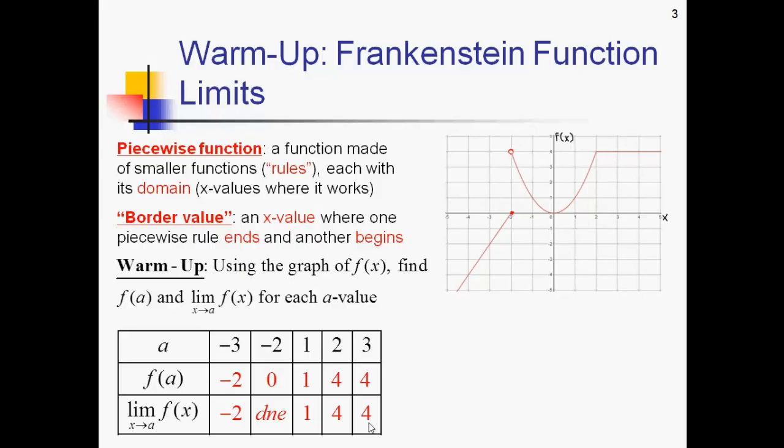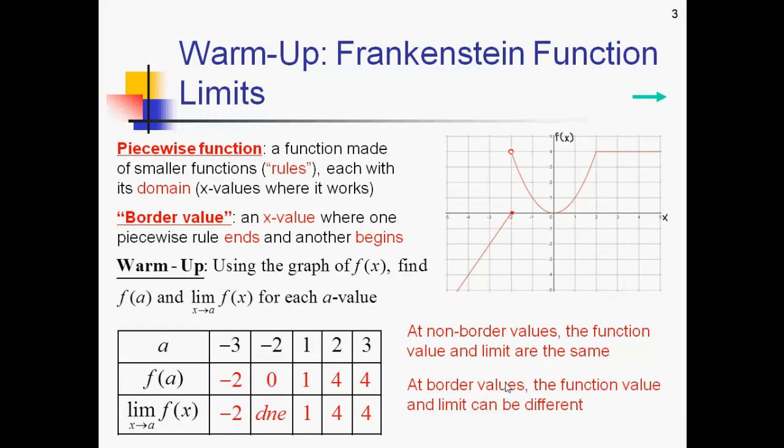So just looking at this table, let's see if we could strategize for when we don't have a picture to work with. It appears that at our non-border values, -3, 1, and 3, the function value and the limit were the same. So if you had an algebraic piecewise function to work with and you just plug in a non-border value, whatever you get back is also going to be the limit. Now what about these border values? Well, we saw at this border value, the function value and limit were not the same, whereas at this one they were. So just moving ahead, we know that at border values, the function value and limit can be different. So when we're doing border values, we're going to have to use a different strategy.